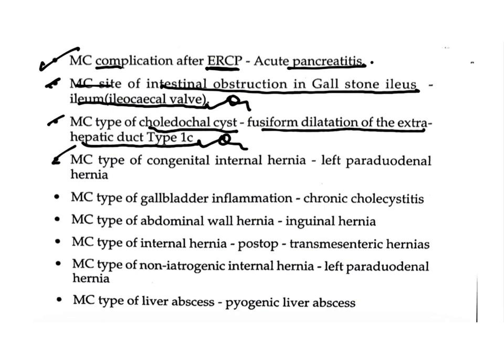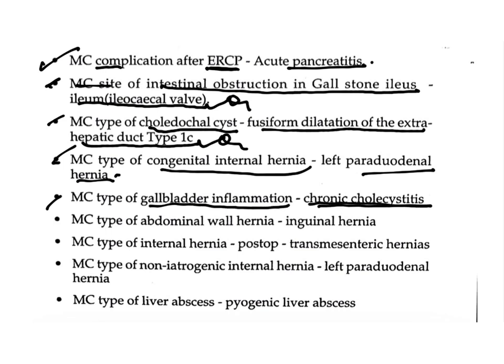Now the most common type of congenital internal hernia is the left paraduodenal hernia, the most common type. The most common type of gallbladder inflammation is the chronic cholecystitis. Most common type of abdominal wall hernias, the inguinal hernias.